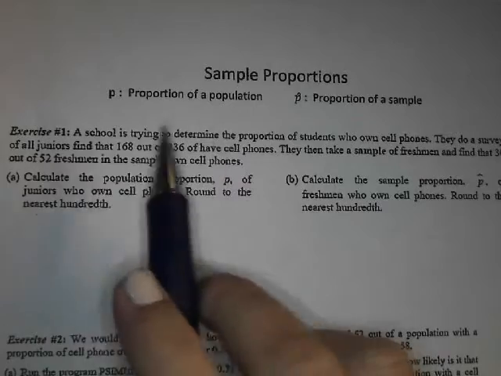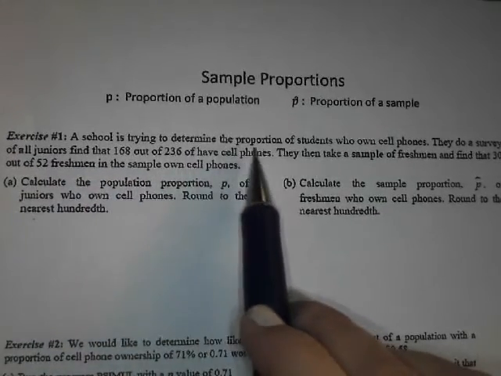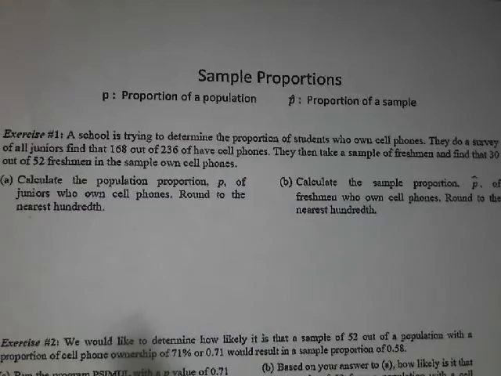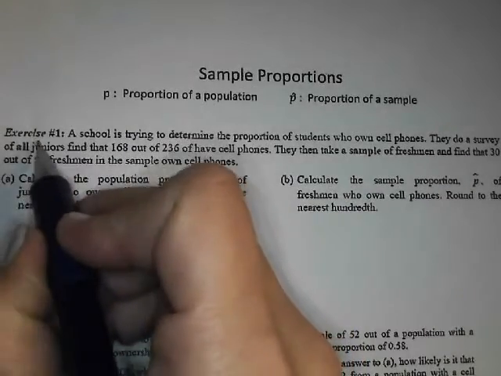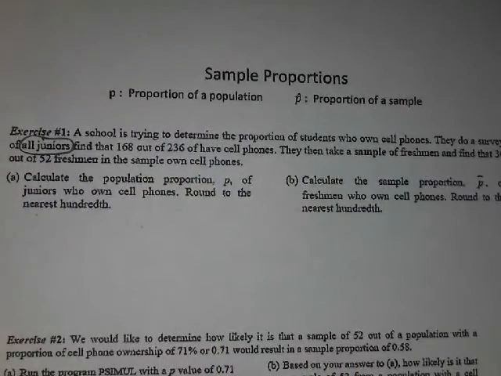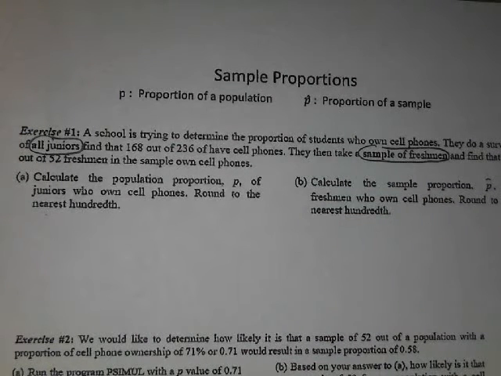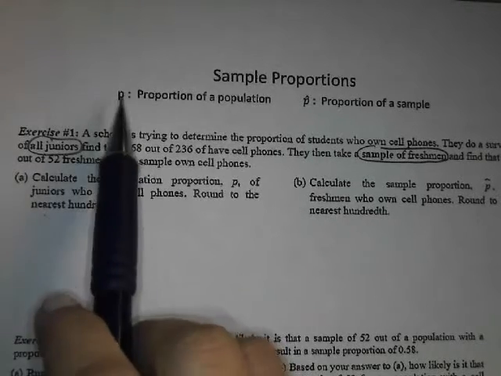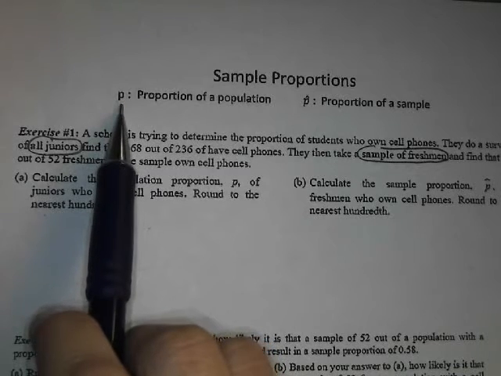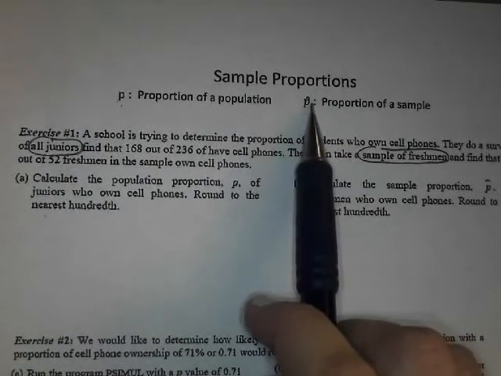So in this first exercise, a school is trying to determine the proportion of students who own cell phones. They do a survey of all juniors, circle that, all juniors, and find that 168 out of 236 have cell phones. They then take a sample of freshmen, so it's only a sample of freshmen, and find that 30 out of the 52 that they sampled own cell phones, okay? One of these is the population proportion, which is just the p, and one of them is the sample proportion.